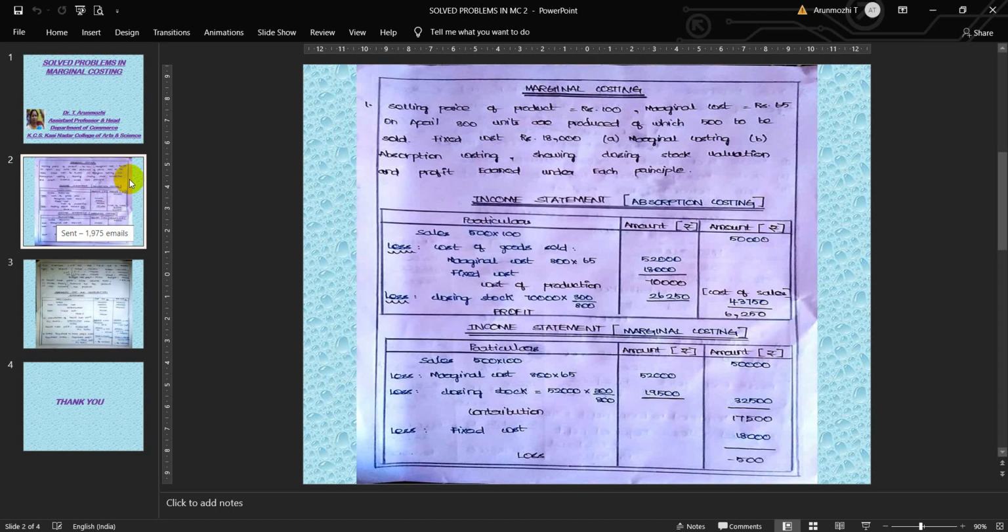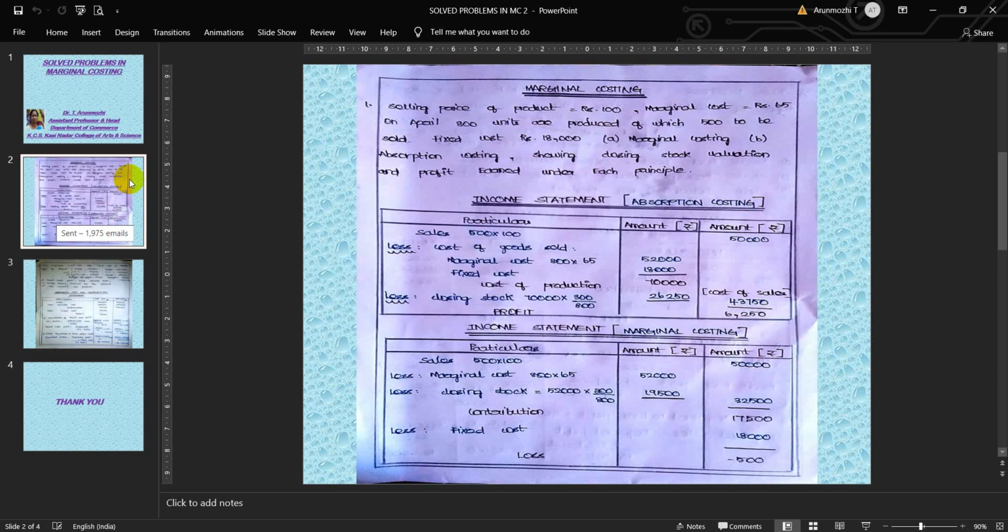Sales, it is 500 into 100. So you get 50,000, less your cost of goods sold. That is your marginal cost, 800 into 65, you get 52,000. Fixed cost is 18,000. When you add them, you get cost of production as 70,000, less closing stock, 70,000 into 300 by 800, you get 26,250.